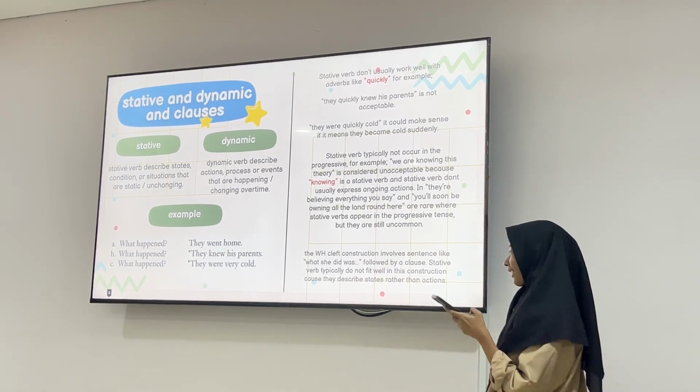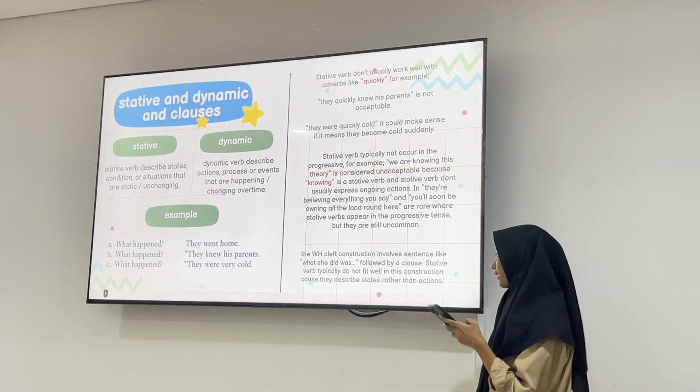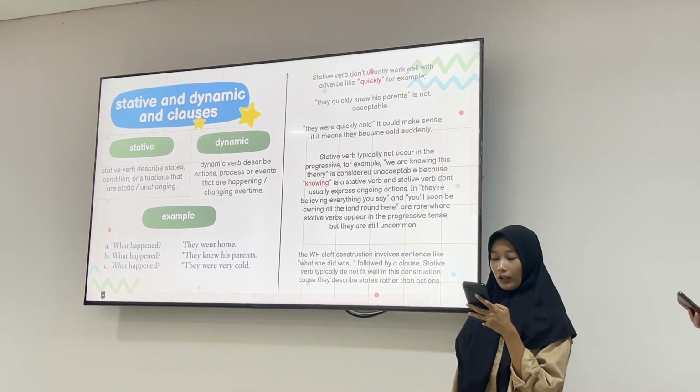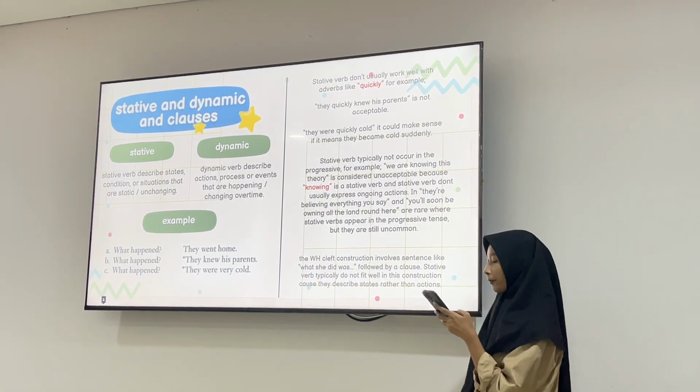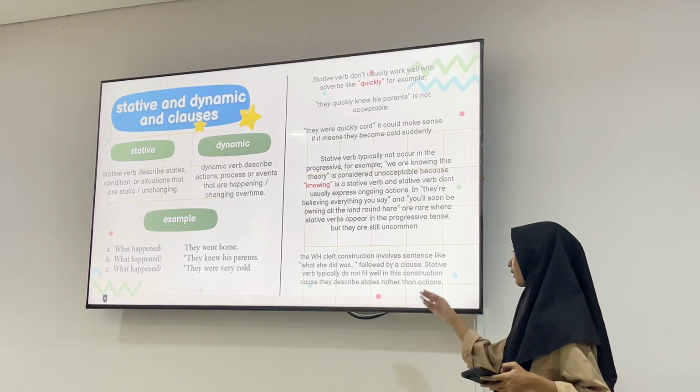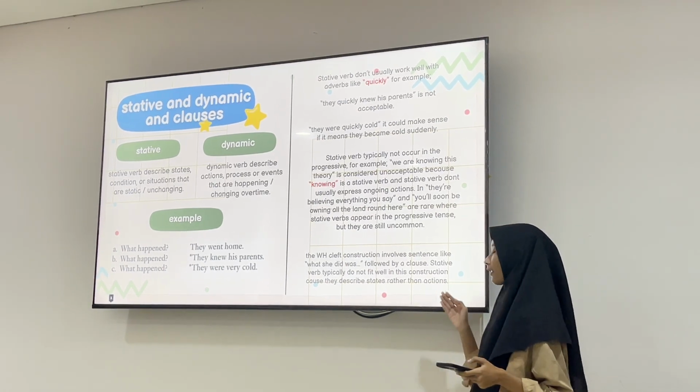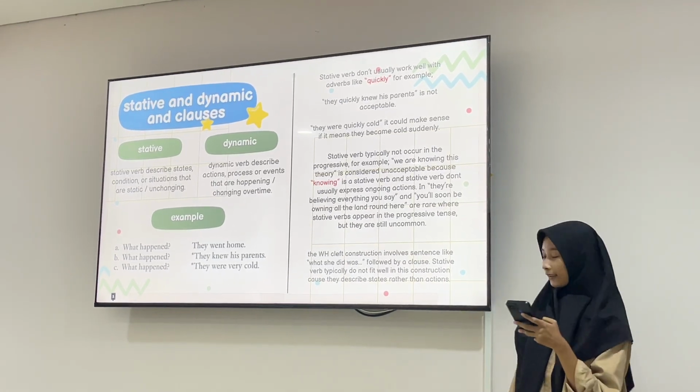The WH cleft construction in fourth sentence, like "what she did was," is followed by a clause. Static verbs typically do not fit well in this construction because they describe states rather than actions. Next, please.